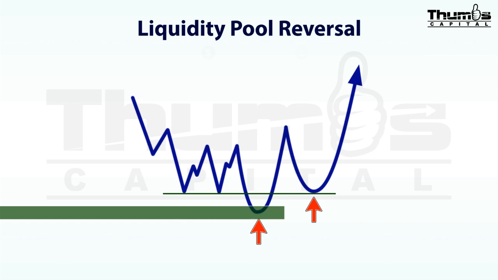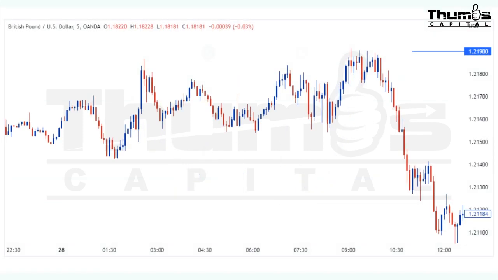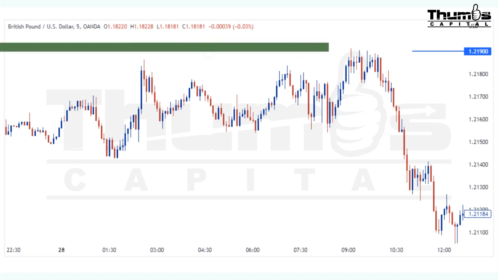Now let's look at some examples of liquidity pool reversals on the chart. This is a GBP USD 5-minute chart. Here we have 1.219 as the predetermined sell zone lower price. Let's assume this rectangle is a sell zone.